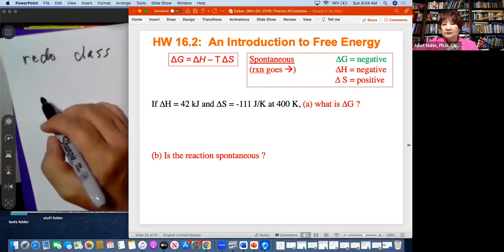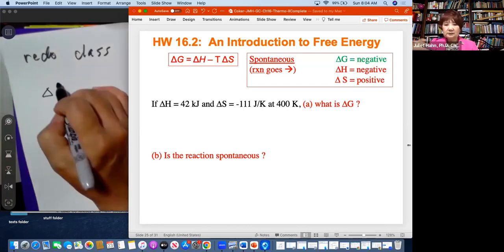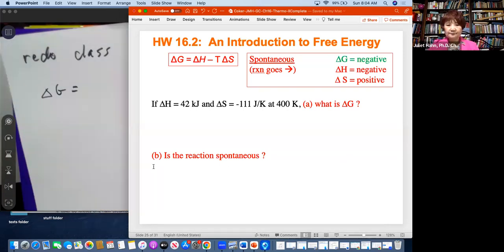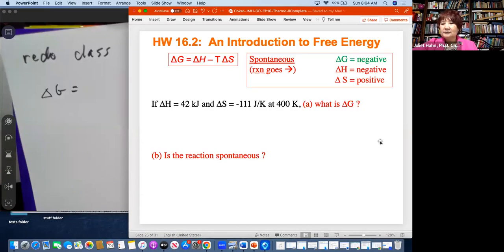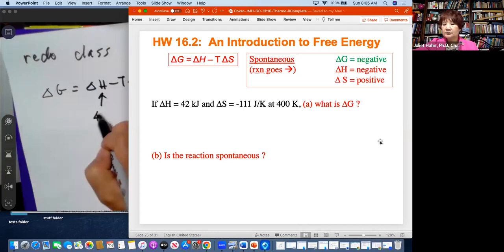So here's the equation: delta G is equal to delta H minus T delta S, and we said delta H is 42 kilojoules. We said delta S is negative 111 joules per Kelvin. And we said the temperature is 400 Kelvin.